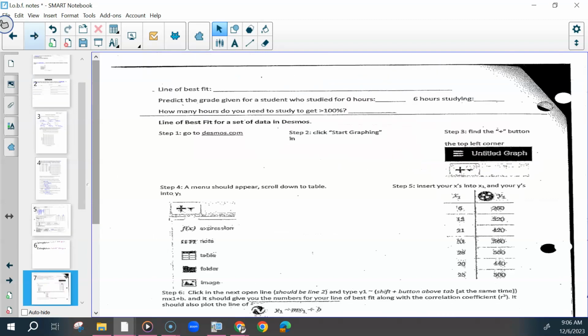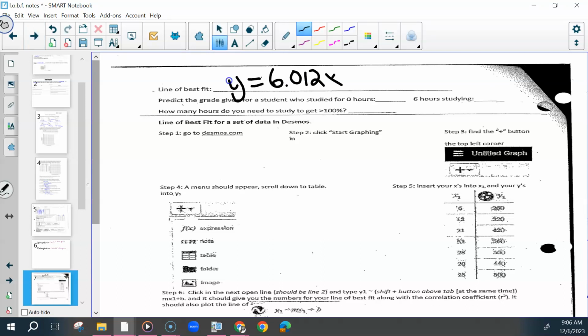So on the line of best fit, you're going to write y equals 6.012x. You don't need to put all of the decimals, but you should be putting at least 3. And then our B is 53.6158, so we're going to round that to 53.616.